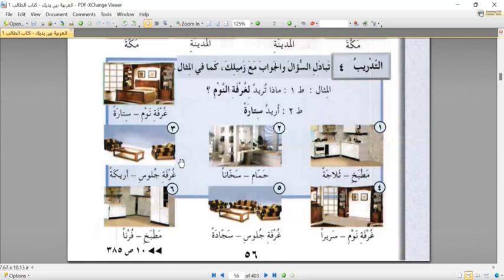So we'll move on to the next one. What do you want for the bedroom? Okay, yes, that is correct. ماذا تريد لغرفة النوم؟ And then the answer is I want a bed. How do we say that? نعم. أريد سريرا. I want a bed. Let's move on to the next one.